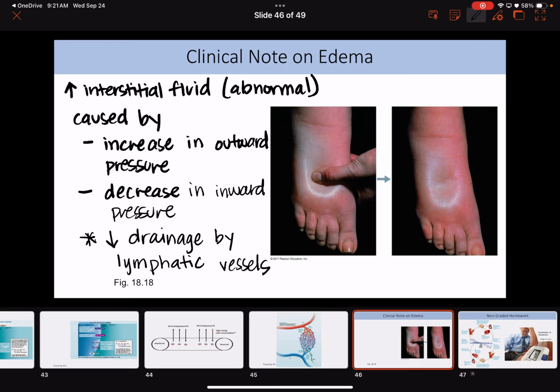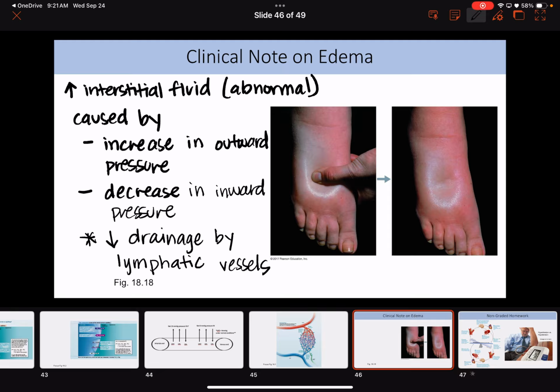Also, if you have a decrease in drainage. So one big example is if you were to have tumor removal on the breast. This is a really good example. If you were to have a tumor removal or a mass removal or maybe even a mastectomy where you remove the entire breast, what's going to happen is when you remove that tissue, you also remove lymphatic capillaries. That gets removed as well.